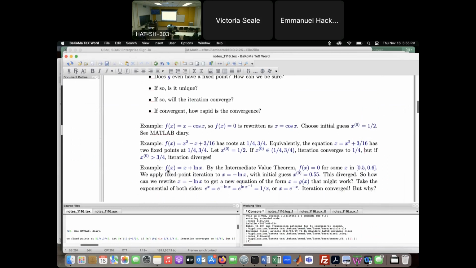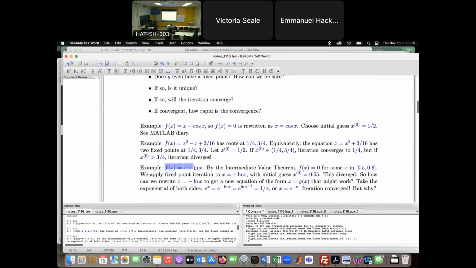Okay, so a third example, f of x is x plus natural log of x. We can guarantee that there is a root of this function f of x using the intermediate value theorem, because if I plug in x equals 0.5 and x equals 0.6, one of these is positive, one of them is negative. So there definitely is a root of this function somewhere between 0.5 and 0.6.